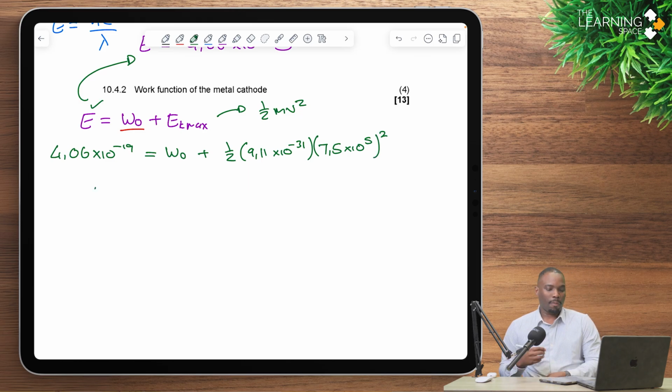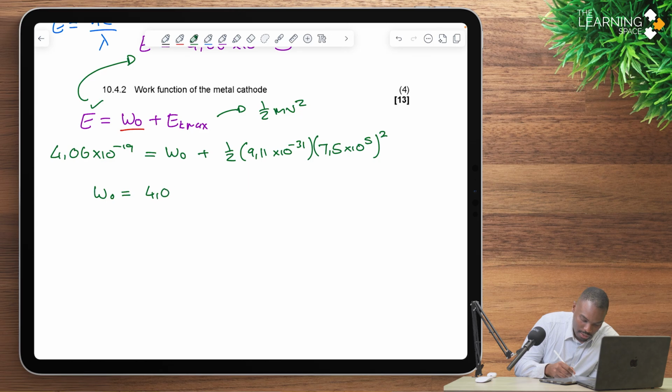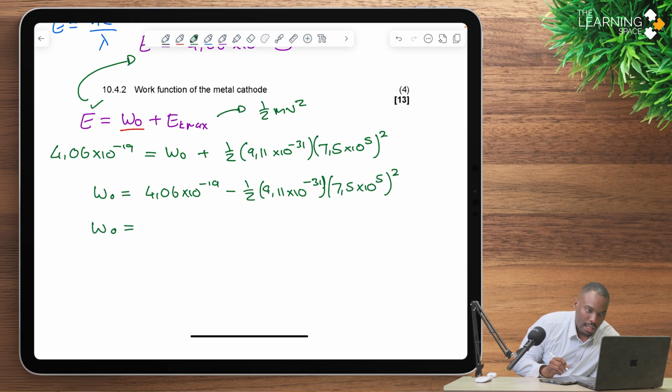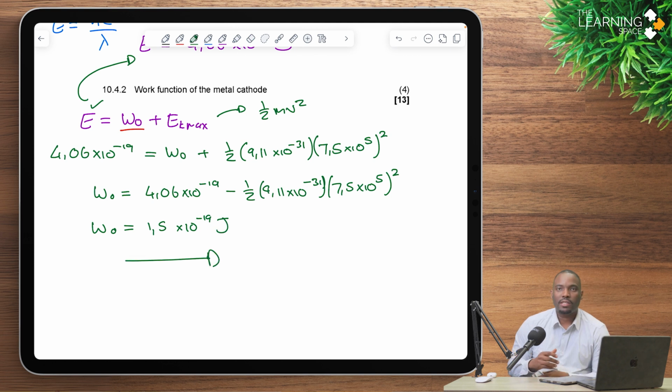And then we can simply solve for our work function. If you make W naught the subject of the formula, you'll find that W naught equals 4,06 times 10 to the negative 19 minus half 9,11 times 10 to the negative 31, and that is multiplied by 7,5 times 10 to the power of 5. Don't forget to square it. And if you plug that into your calculator, you should get an answer of 1,5 times 10 to the negative 19 joules. Super easy, 13 very easy marks.